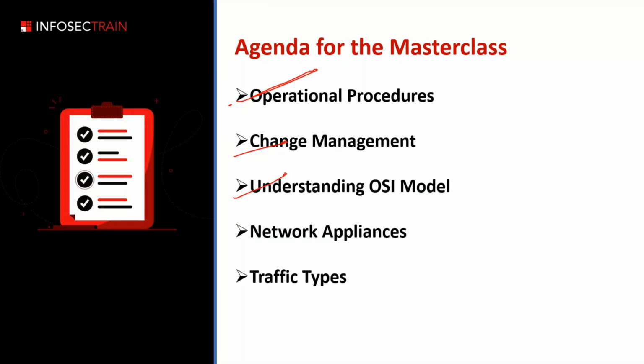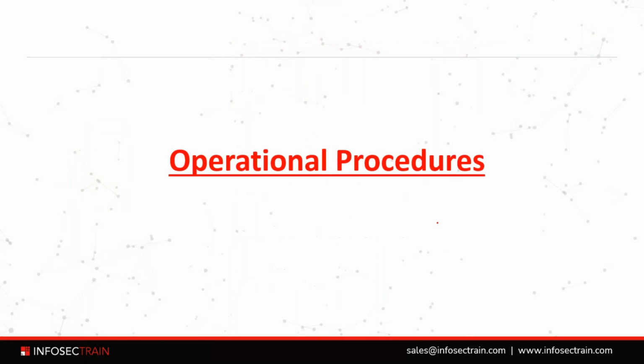Then we'll be talking about change management, what it is and how it works. Then we'll talk about the OSI model, what it is, how it works, and what the different layers are. Then we'll talk about network appliances, the different types of network appliances used in an organization, and then the traffic types. That's what we're going to cover. So let's start with the operational procedures.